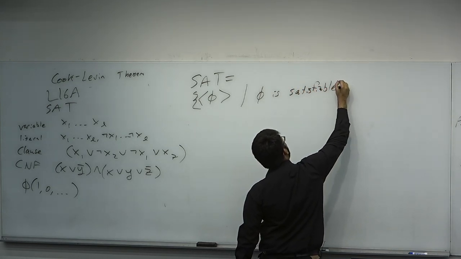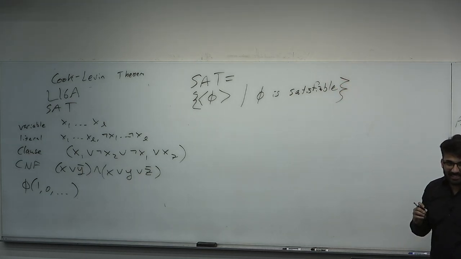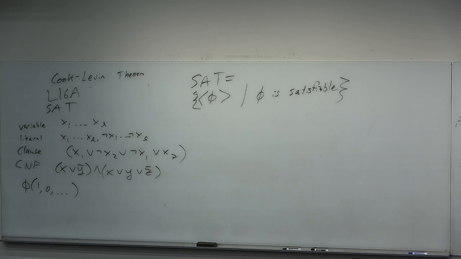So it is a logical formula of and, or, and not written in the specific CNF form such that there exists an assignment to the formula which is satisfying. You can choose x to be on, y to be off, and so on, such that when you plug and chug, you would get a 1 on the output, right?